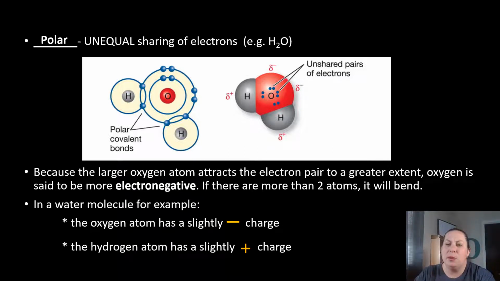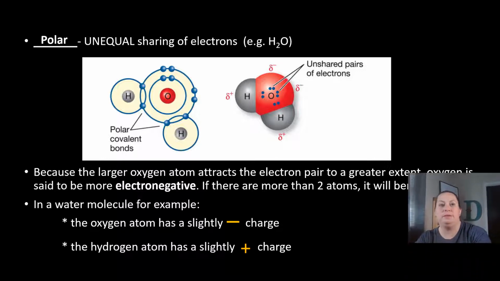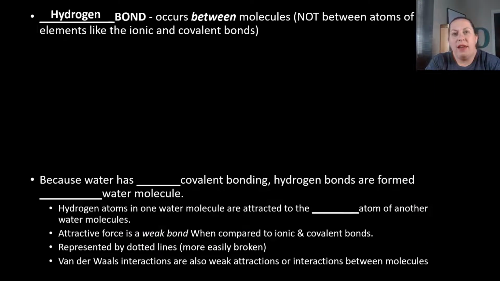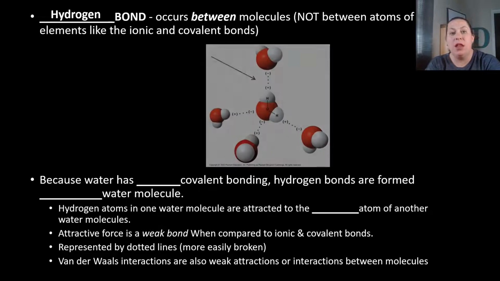Now guys, this is super important. This idea of creating poles and this electronegativity of water is what gives water a lot of its properties that we're going to talk about in a minute. So polar covalent bonds are when they do not share equally. So ionic and covalent bonds happen between elements and atoms. But hydrogen bonds happen between molecules.